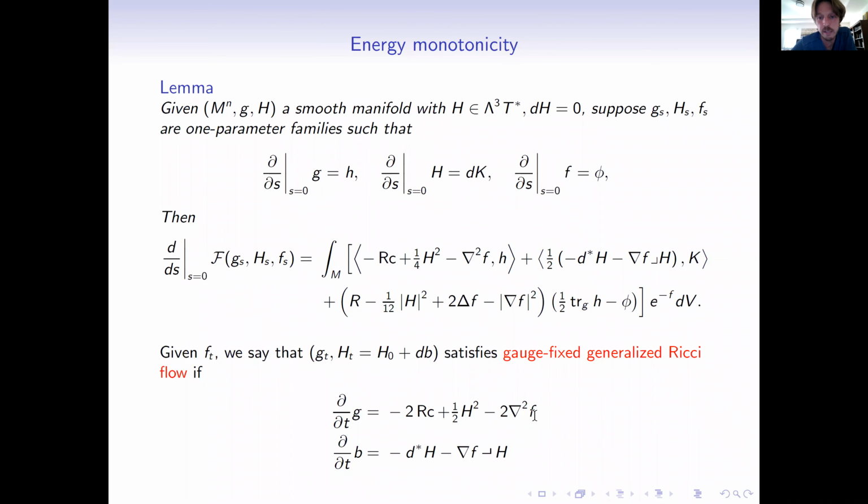This minus twice Hessian f we would recognize as the Lie derivative of the metric with respect to grad f. And there is again something perhaps mildly mysterious here, which is that this grad f left hook h is of course not quite a gauge term. Once you take the exterior derivative of this, it will be the Lie derivative with respect to grad f of h, but it's missing an exact term. Nonetheless, we can interpret this as a gauge fixed generalized Ricci flow.